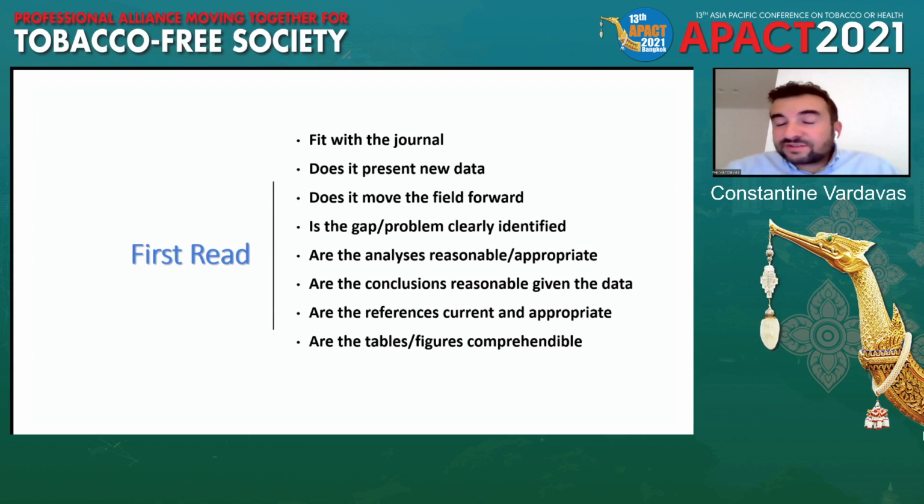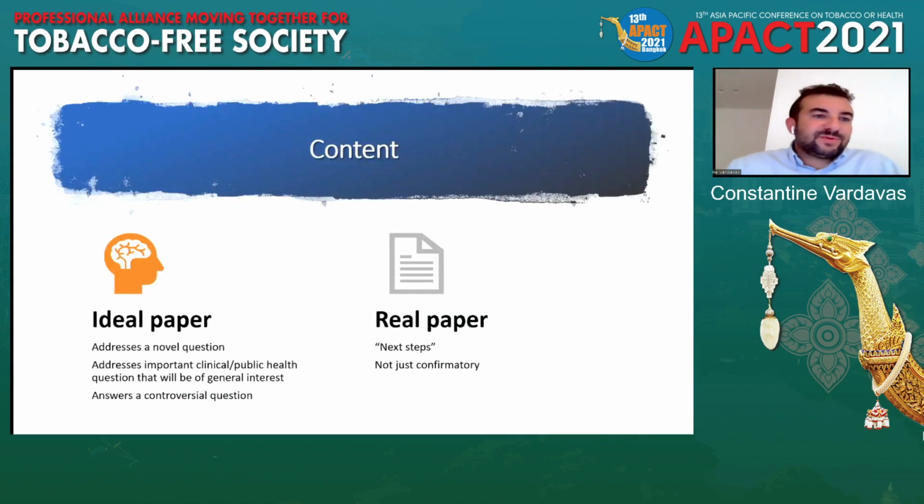Are the references current and appropriate, which is again not too important? And are the tables and figures understandable? They are very clear. So those are the two different things between what is a perfect paper and what is a real paper.